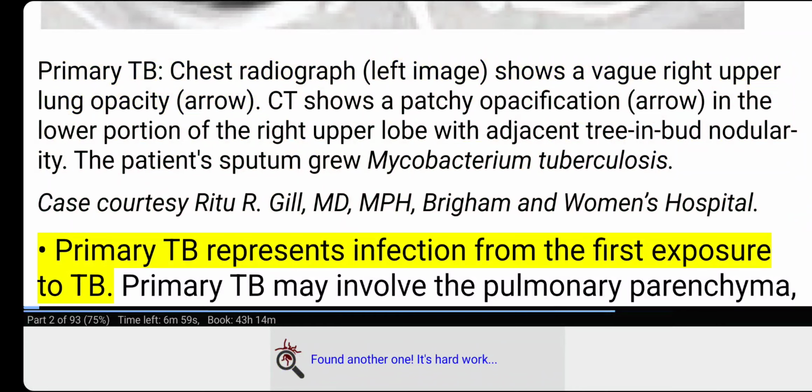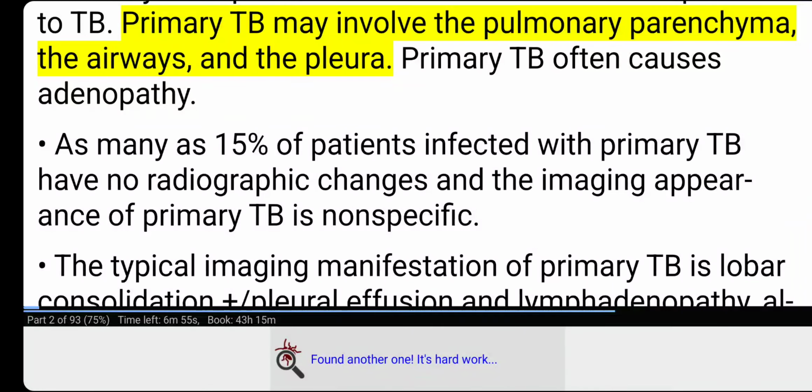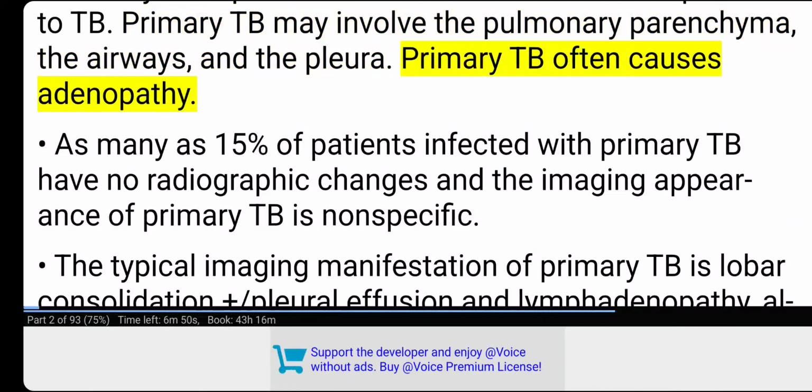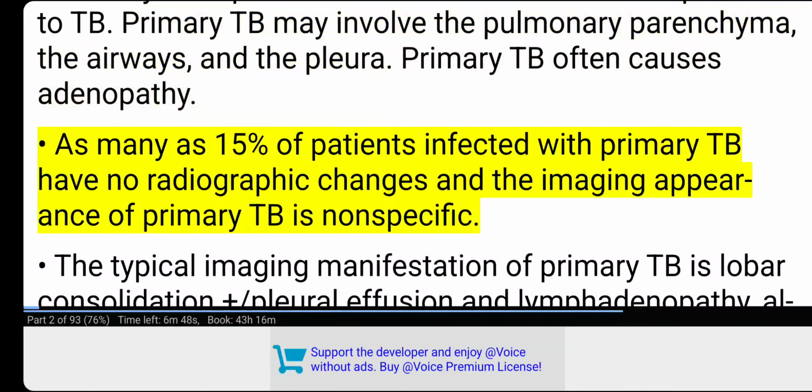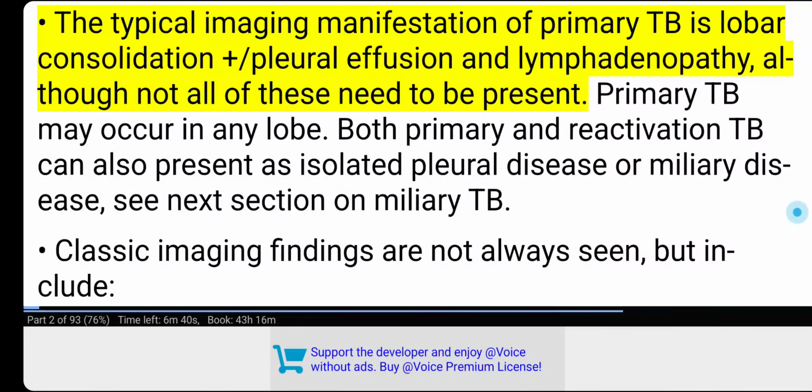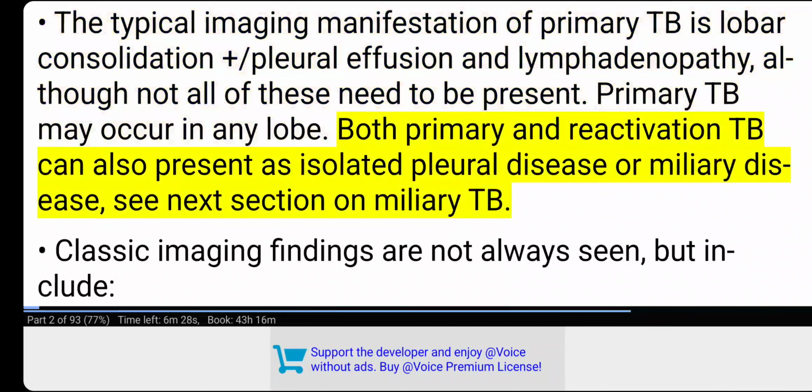Primary TB represents infection from the first exposure to TB. Primary TB may involve the pulmonary parenchyma, the airways, and the pleura. Primary TB often causes adenopathy. As many as 15% of patients infected with primary TB have no radiographic changes and the imaging appearance of primary TB is nonspecific. The typical imaging manifestation of primary TB is lobar consolidation plus pleural effusion and lymphadenopathy, although not all of these need to be present. Primary TB may occur in any lobe. Both primary and reactivation TB can also present as isolated pleural disease or miliary disease.